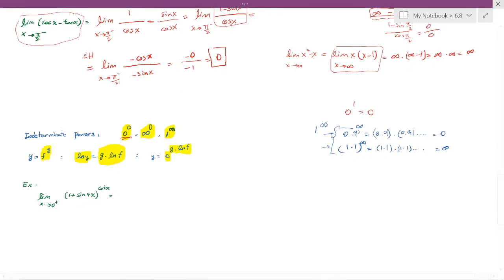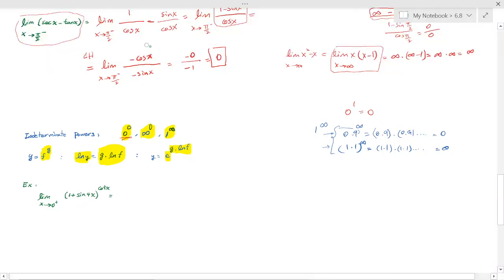I'll show you through an example. If given this function, I will write it in this format because they're equivalent to each other, and then take the limit of the exponent, and e to that power would be our answer. So here's an example: 1 plus sine 4x to the power cotangent x. What am I assuming? I assume that y equals 1 plus sine 4x to the power cotangent x.